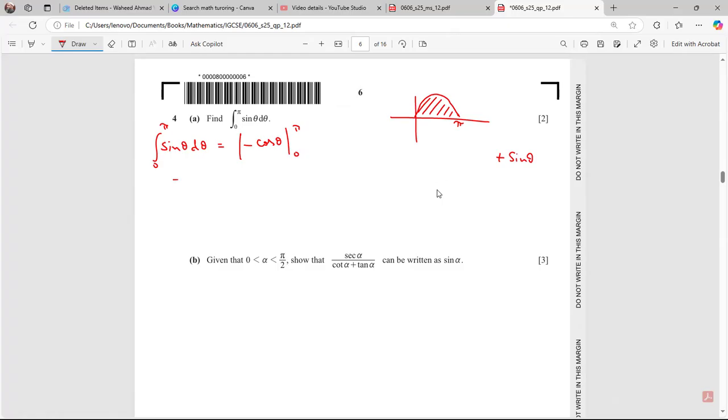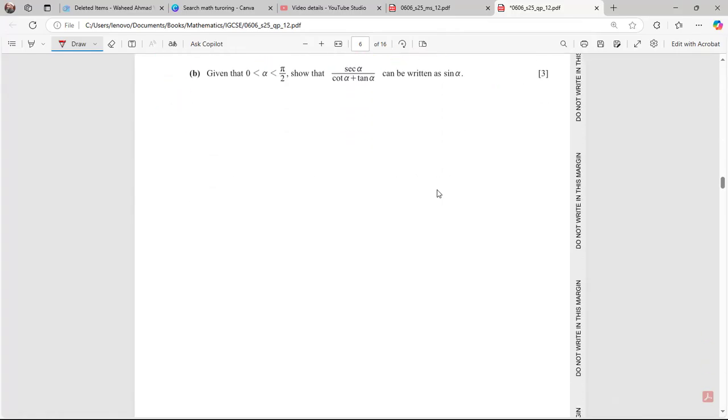From here, if I take the negative outside, the upper limit gives cos of pi minus the lower limit cos of 0. So I can rearrange it as cos of 0 minus cos of pi. Cos of 0 is 1, minus cos of pi is minus 1, so it is 1 plus 1, which is 2. Okay, very easy. And this is the next question, part B, that we have to show. I will solve it.